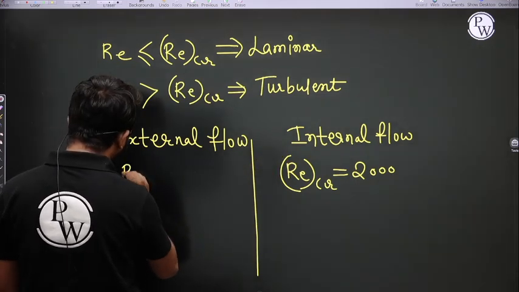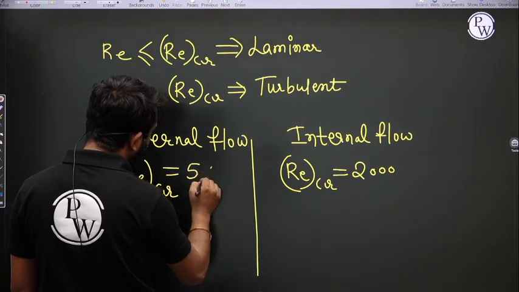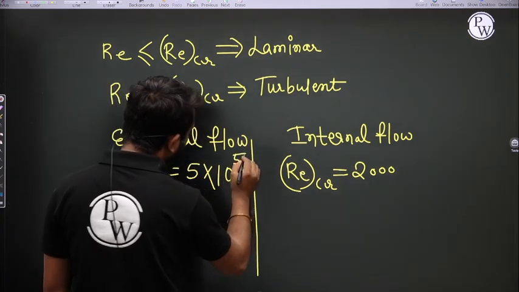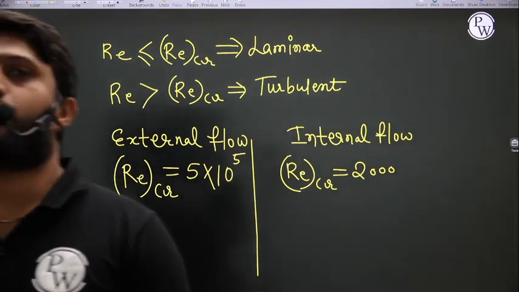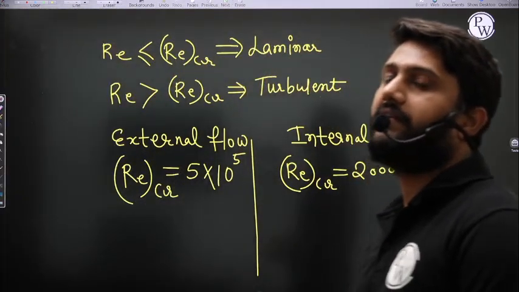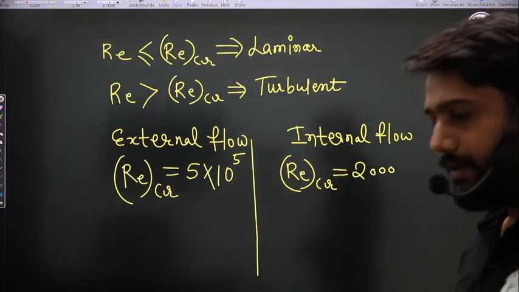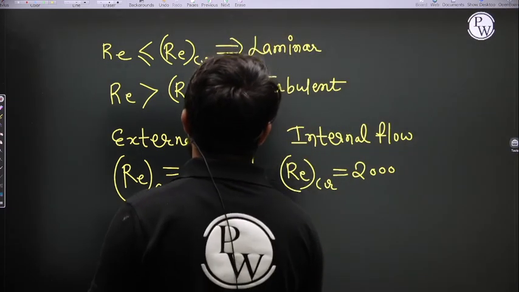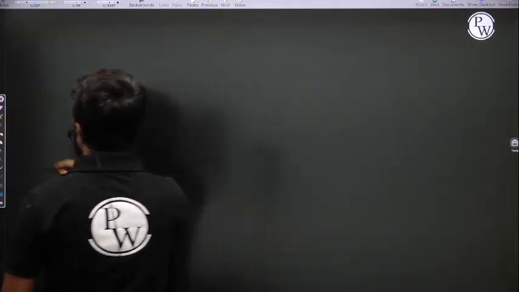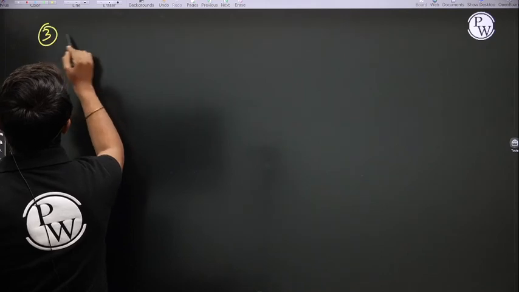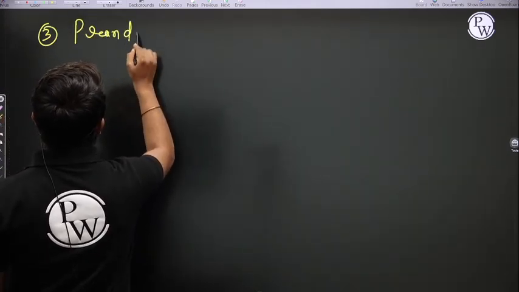Whereas in case of the external flow, if nothing is mentioned in the problem, then take the critical Reynolds number as 5 into 10 to the power 5. So for the external flow, the critical Reynolds number is 5 into 10 to the power 5, whereas for the internal flow, it is 2000. Okay, now see, this is the second dimensionless number. Now the third dimensionless number is the Prandtl number.